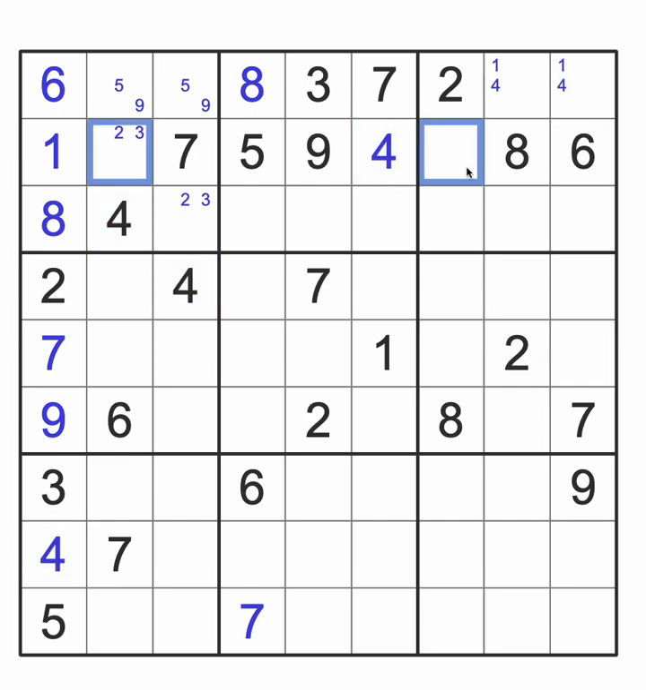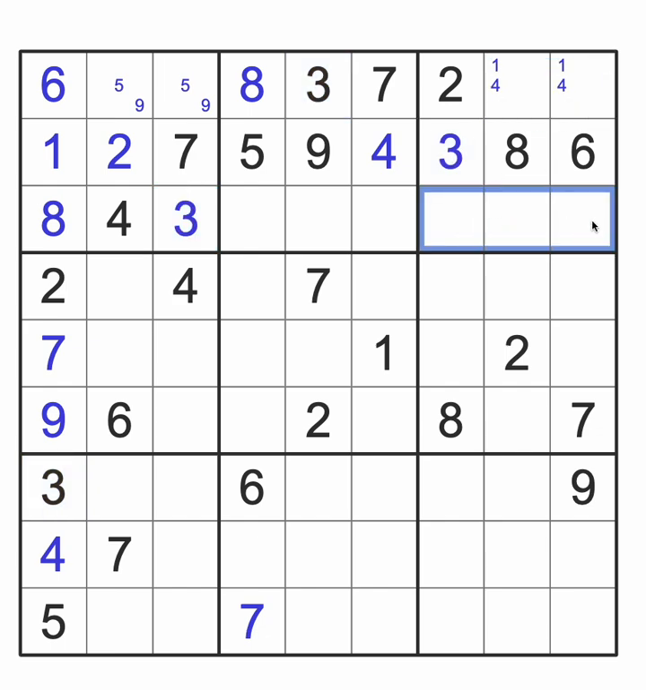Oh, and I should have looked at this one. These are 2, 3 double. Those are the numbers missing from this row. But 2 here blocks this cell. That gives me 3. 2 and 3. And here's 1 for double, which means these 3 cells will be filled by 5, 7 and 9. 7 and 9 here block these. Gives me 5 here.